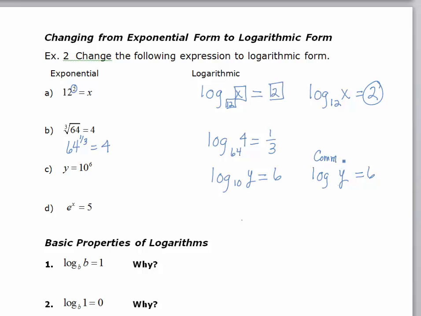For the e to the x equals 5, similar scenario, I write the word log, the base is e, the exponent is x, the argument is 5, but when the base is e, we use that special word ln, so ln of 5 is equal to x. Remember, ln is the same thing as saying log base e. And writing log with no base, it's implied that it's 10.